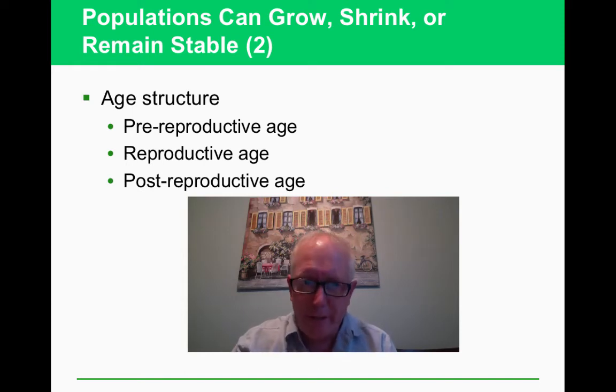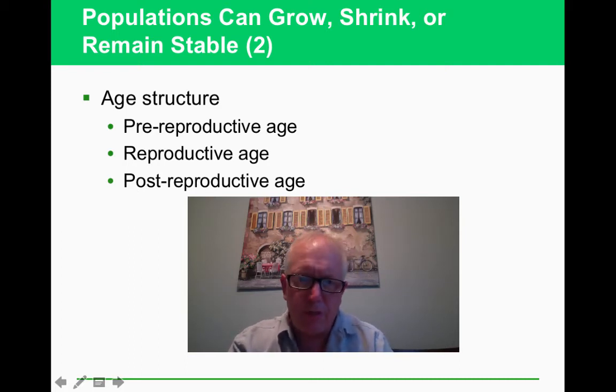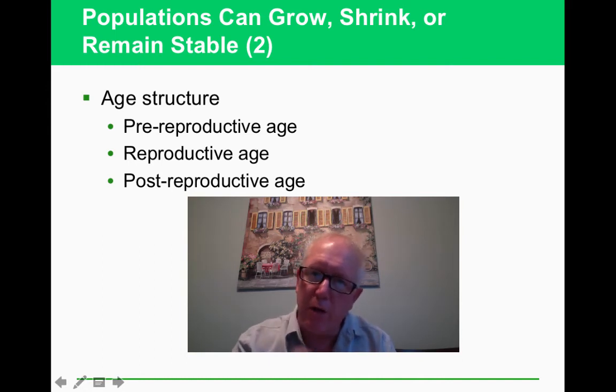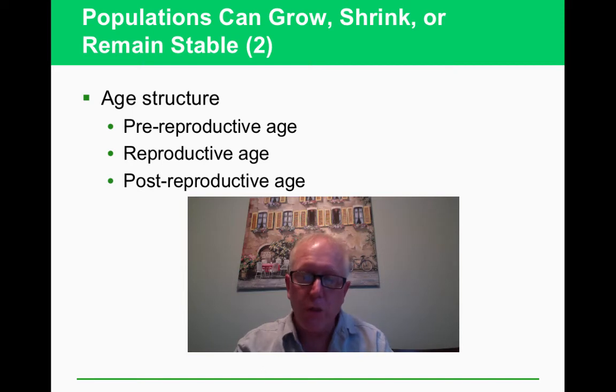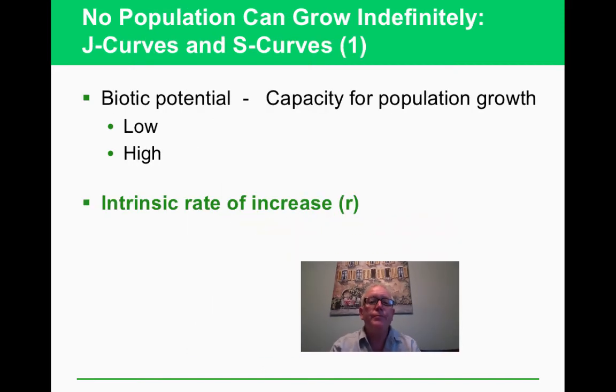Right, we talked about the age distribution. If you have many members that are pre-reproductive age, you're not about to be growing your population. If your members are post-reproductive age, still, you're not going to be growing your population. It's your population in the reproductive age that's going to dictate the immediate change in your population, and the pre-reproductive age that's going to dictate what's going to happen in the future, what's coming up the line.